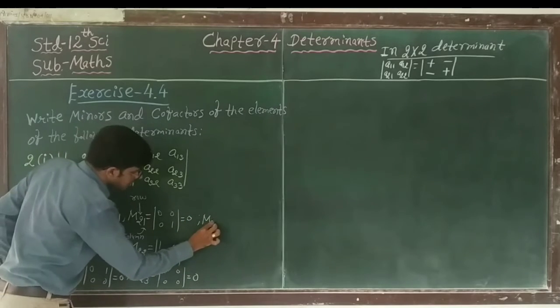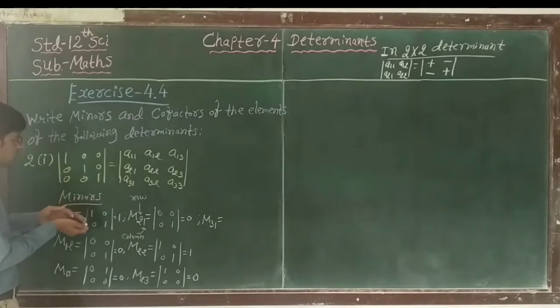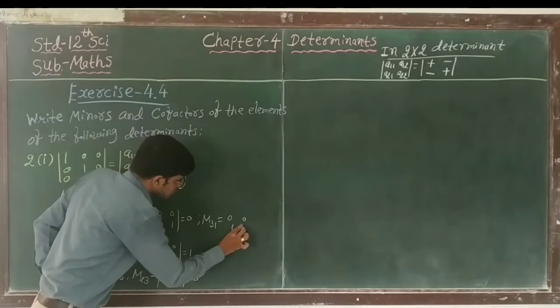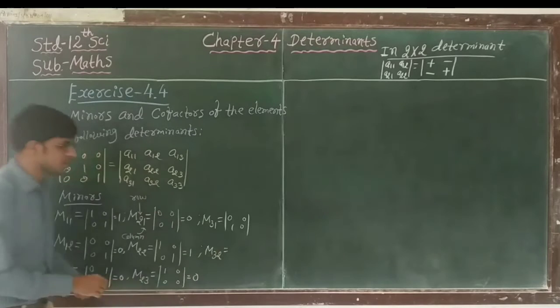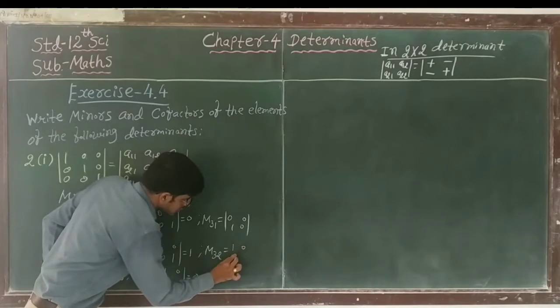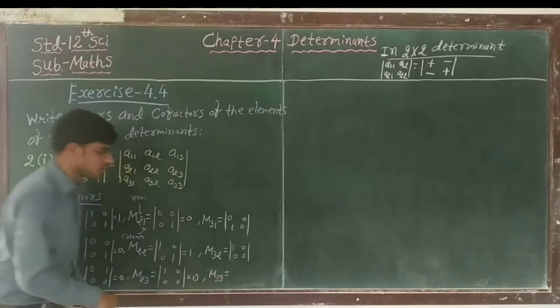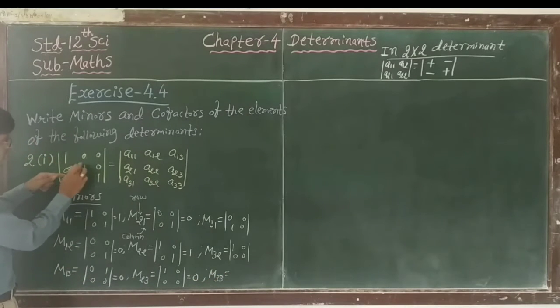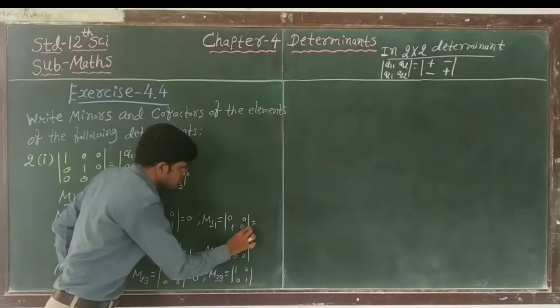Next, find M31. M31 means we remove third row, first column. So it gives 0 0 1 0. M32 means we remove third row, second column. It gives 1 0 0 0. And the last, M33, means we remove third row, third column. So it gives 1 0 0 1. Now we have to simplify it.